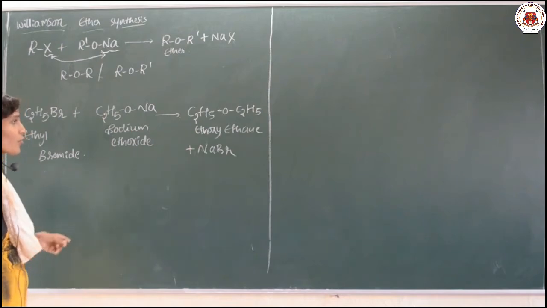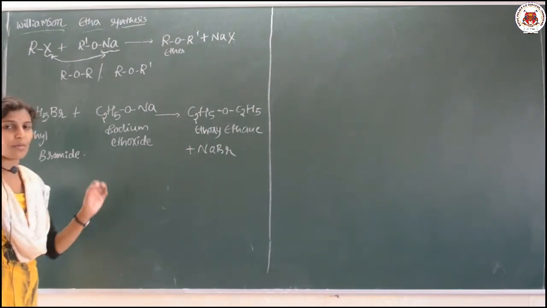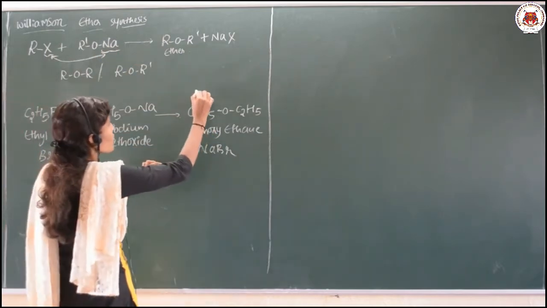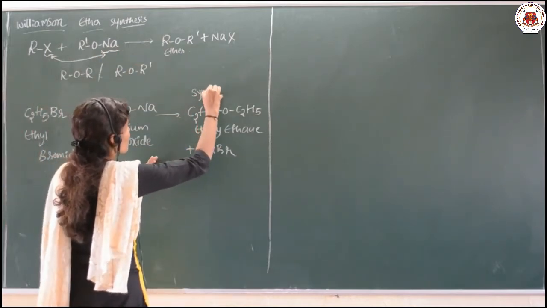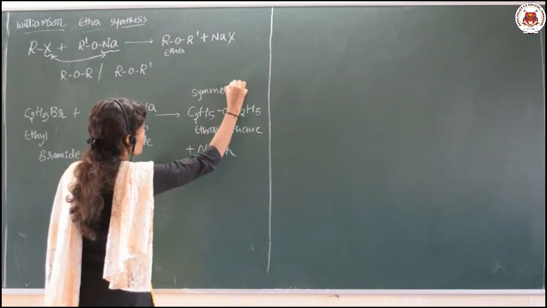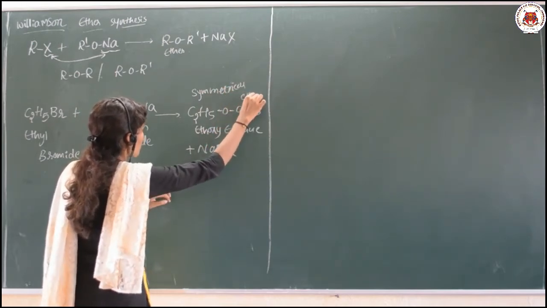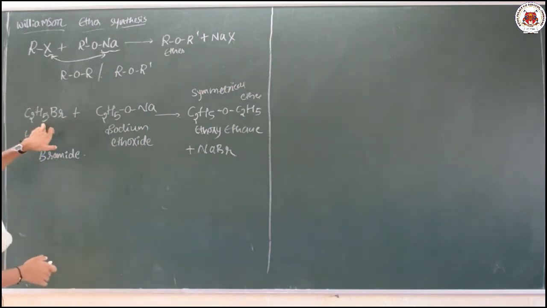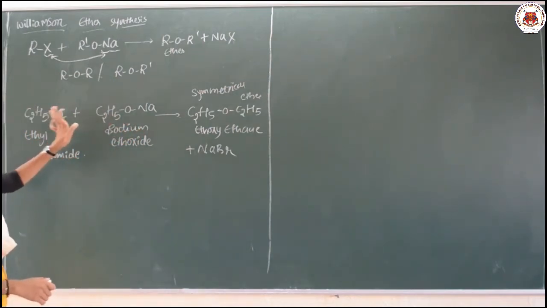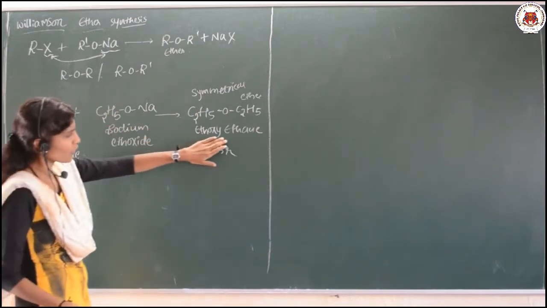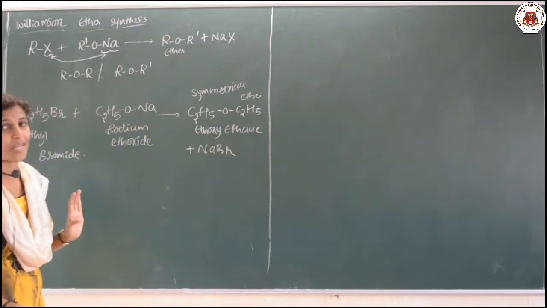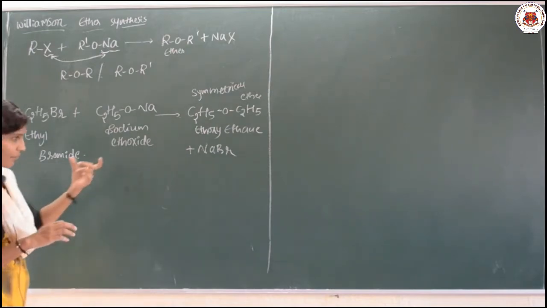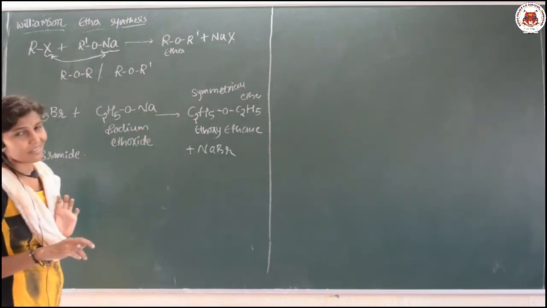So this is one of the reactions based on the Williamson ether synthesis, and here we got the symmetrical ether. Suppose you take CH3 on both sides, you are going to get methoxymethane as a product. That is also one of the symmetrical ethers.